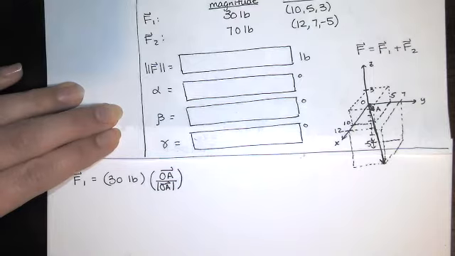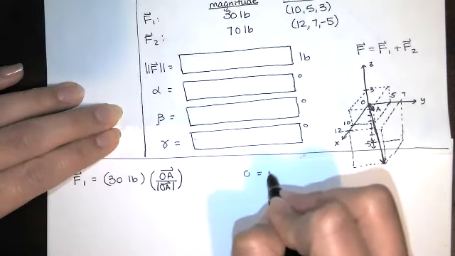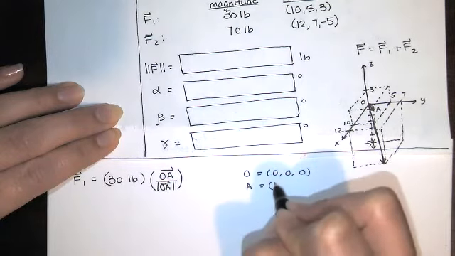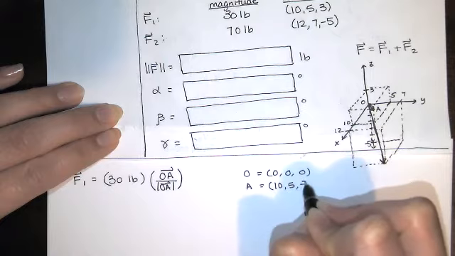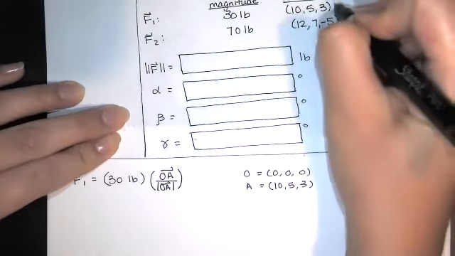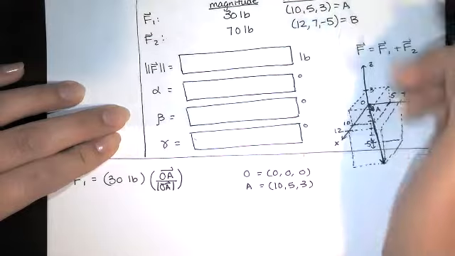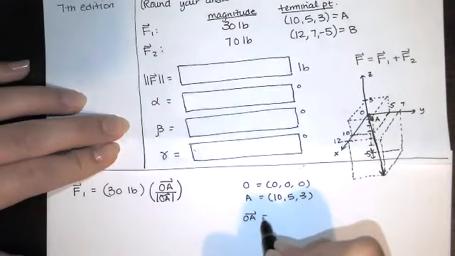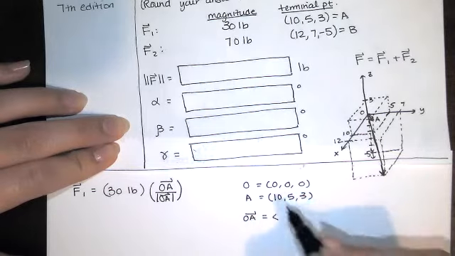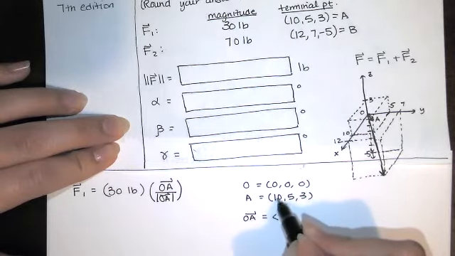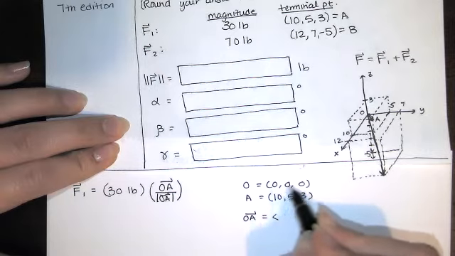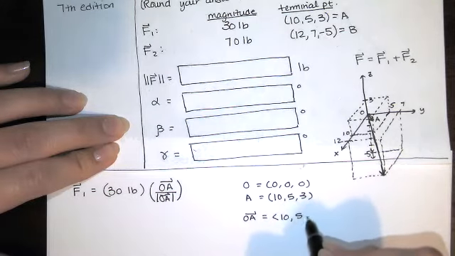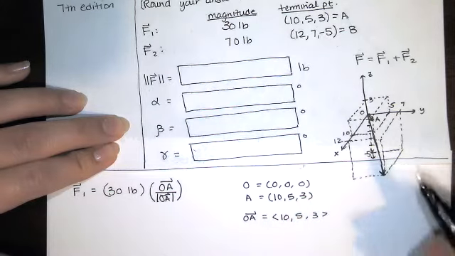Now, the origin, of course, has coordinates 0, 0, 0, and A, that's my terminal point, has coordinates 10, 5, and positive 3. They gave that to us. I'll call that point A, and I'll call this point B. Well, I think we can see that the vector OA comes from taking the coordinates of the terminal point and subtracting coordinates of the initial point. We're just subtracting 0 from everything. So this is just the vector with components 10, 5, and 3, which makes sense.